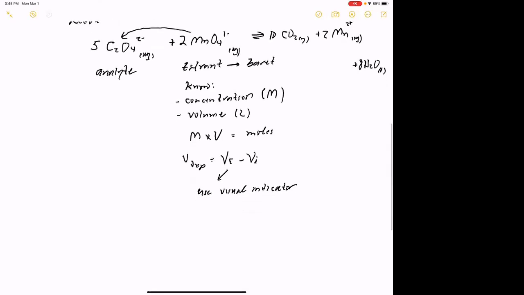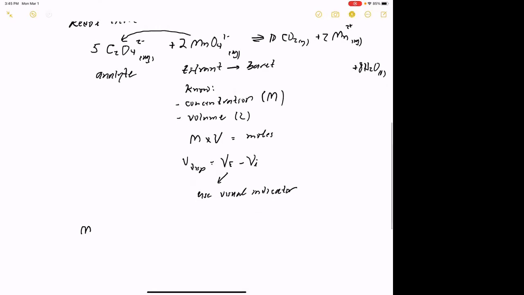So it's a really easy one to explain. So let me actually tell you a little bit about that. MnO4- is in itself deep purple.